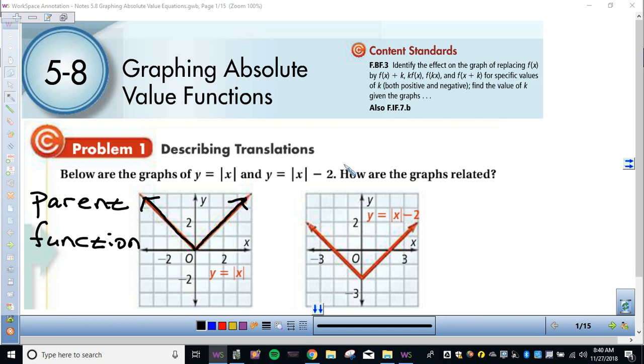You could cap your marker in between problems. That's helpful so they don't dry out.